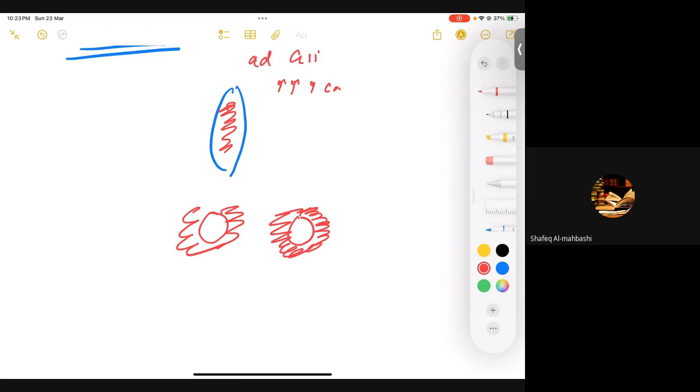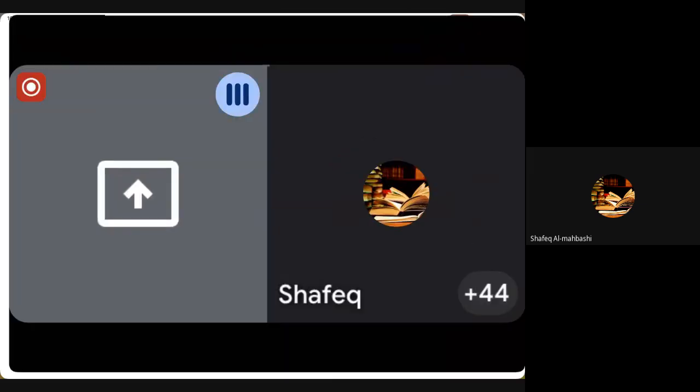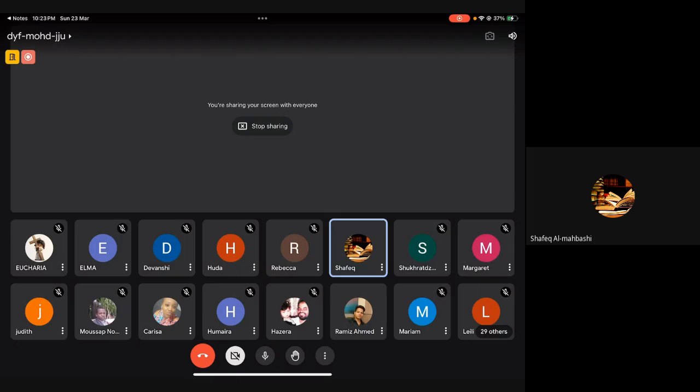So tomorrow we are going to discuss diabetic retinopathy. We are going to discuss age-related macular degeneration. So you guys should be there in class, right? Hope you guys enjoyed this session, and see you tomorrow, right?